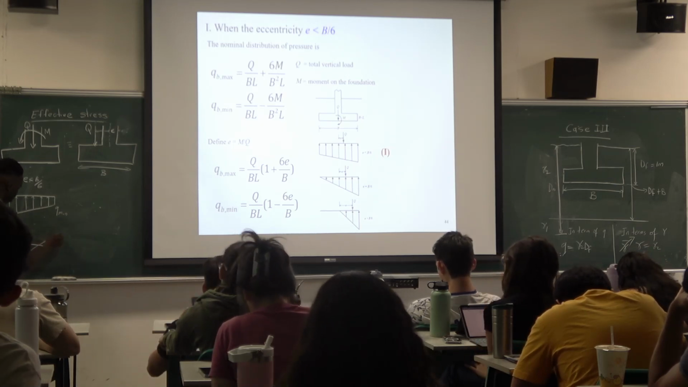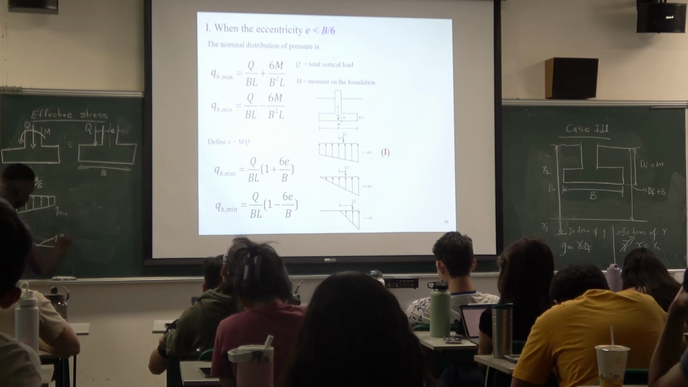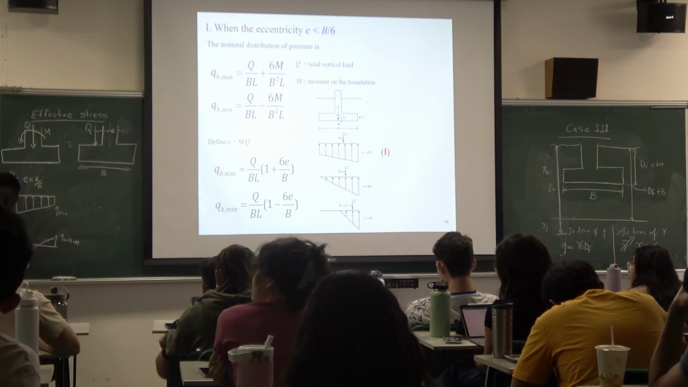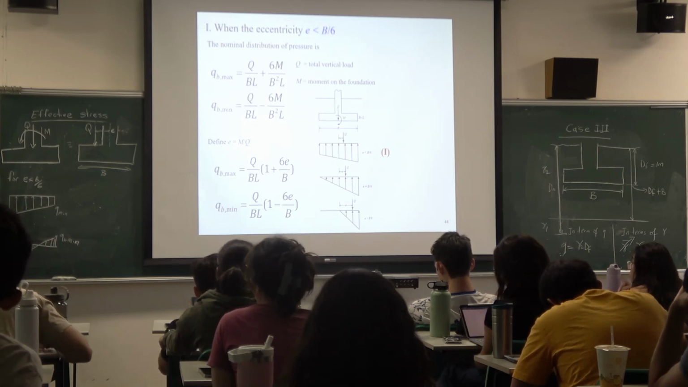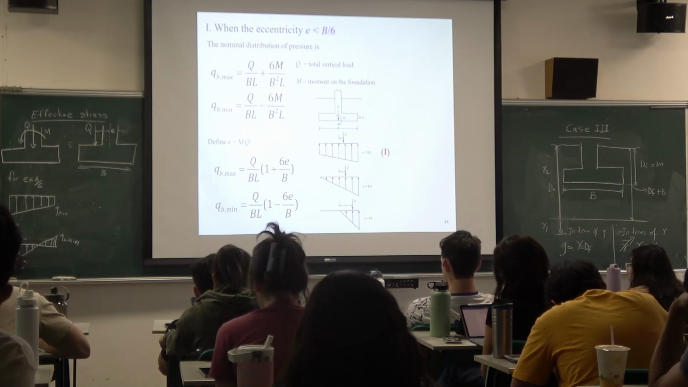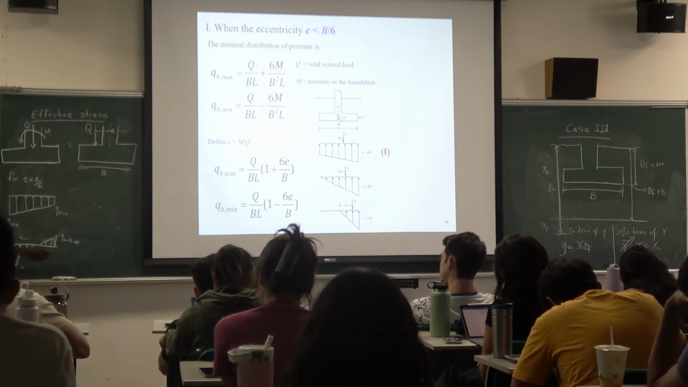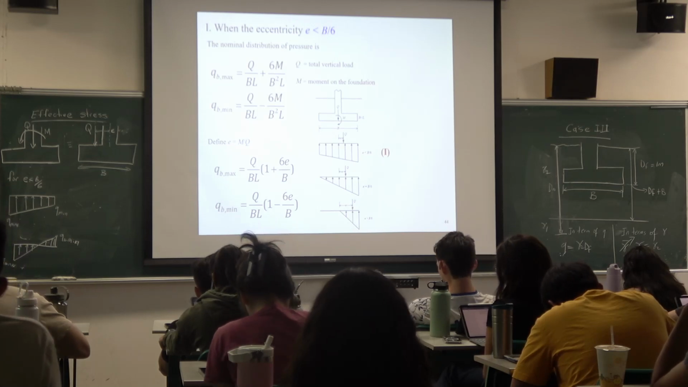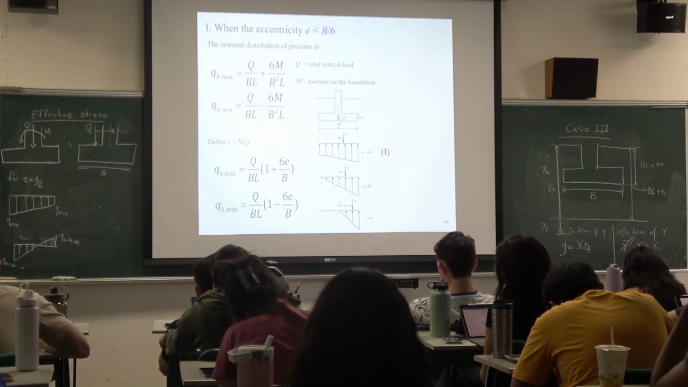Okay, so this is the max, this is the minimum. So that means this part is under compression, it's positive, but this part is under tension. And we know that soil cannot take tension.